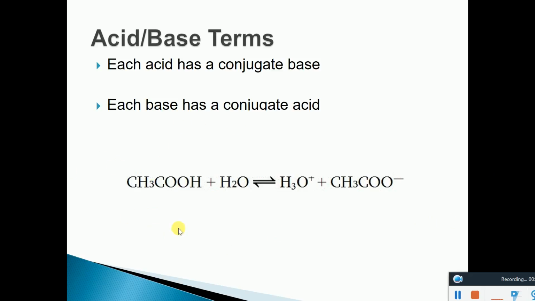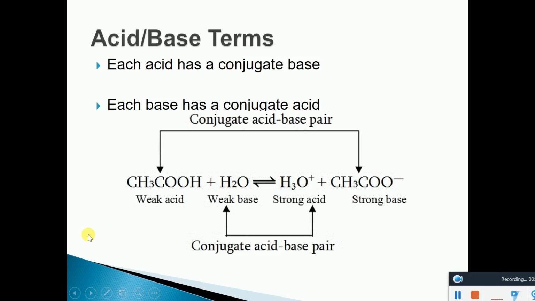So in this reaction, on one side, there'll be an acid and a base, and on the other side, there'll be an acid and a base. But the acid on one side is going to have its conjugate base on the other side. And the acid on the other side is going to have its conjugate base on this side. Okay, so you can make those little pairs there.